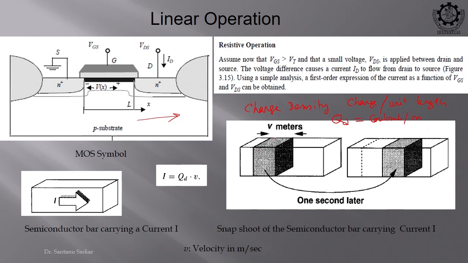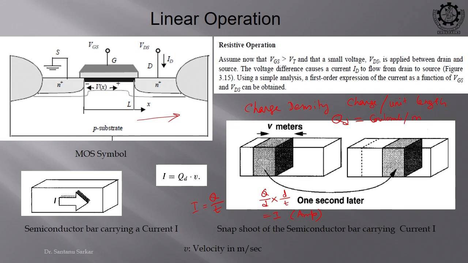Now, if we want to get the current, you know what current is? Current is Q by T. You see this is Q by D, so if we multiply this with D by T, then I will get current in ampere. In other words, if we multiply this charge density QD with the velocity, what I will get? Current. Clear?